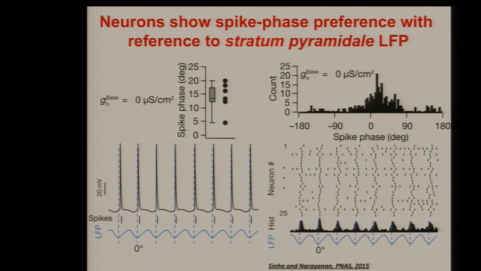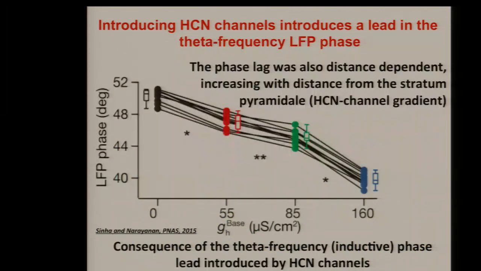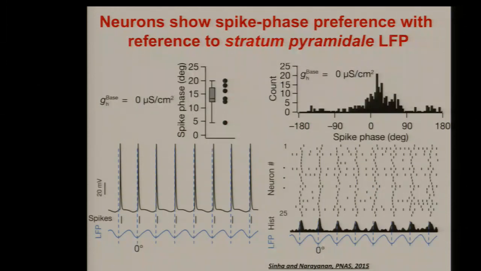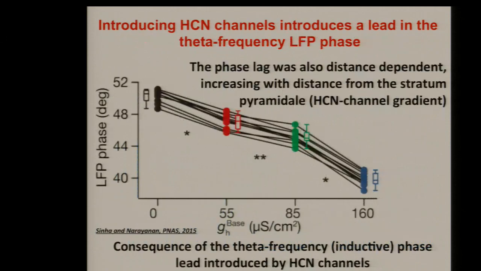Now she has this system, and therefore what she did was, she introduced the same pacemaker channel that we were talking about, the HCN channels, and asked what exactly happens to the phase of the LFP, right? So this LFP itself is an oscillation, and therefore it can shift this side and that side. And as a consequence of the HCN channel acting in a certain way, you see that there is a phase shift in the LFP itself.